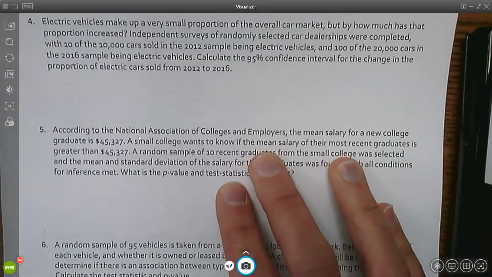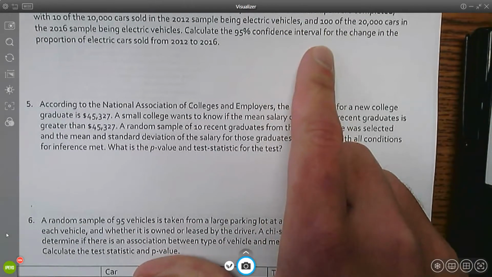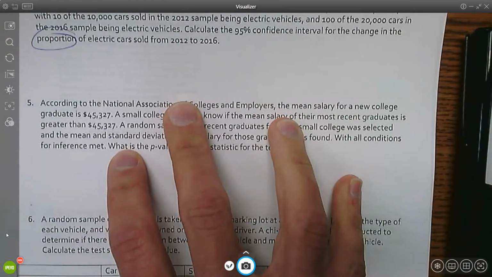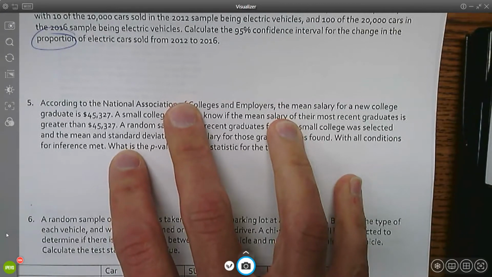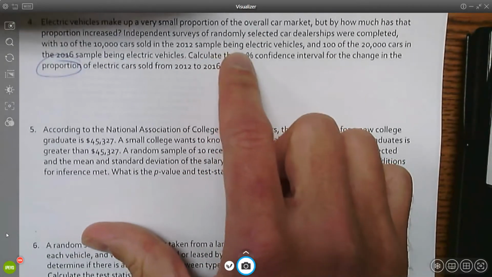All right, 4. We got another confidence interval for the... Okay, so this we're doing a confidence interval for the change in the proportion. So it looks like either a 1 or 2 proportion Z interval. So I got to take a look. Was there 1 sample or 2?